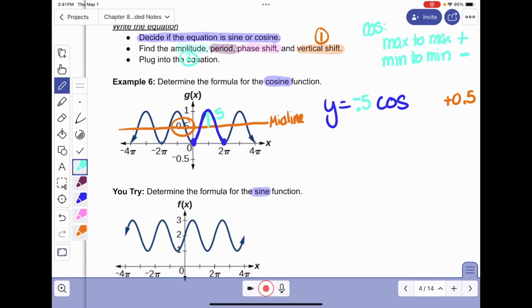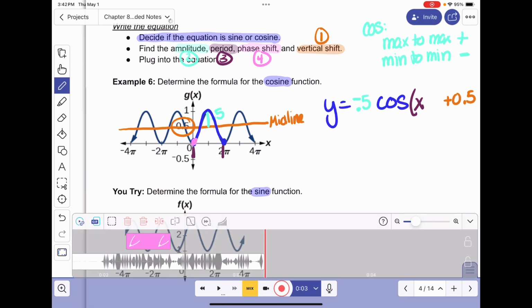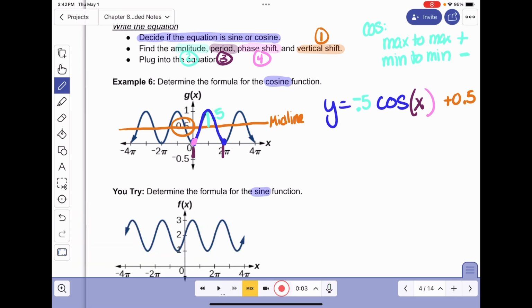Then we do our period. So if we look, we start at 0, we end at 2 pi, so that's just our normal period. The period's 2 pi. And then our phase shift is how it shifted from the origin. This one still starts at the origin, so we don't have a phase shift. So that's our equation.